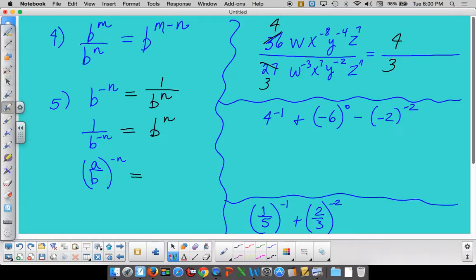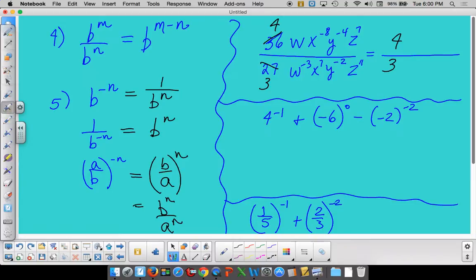If you have a fraction with a negative power on it, the negative power is going to make them switch positions. So it's actually easier to just go, oh, flip it upside down and put a positive power on it. Then I would have b to the n over a to the n. So negative powers, you just have to remember to switch from top to bottom.